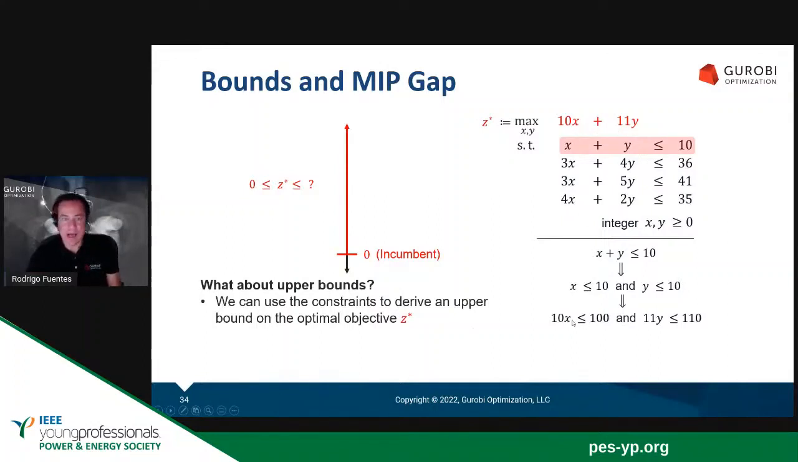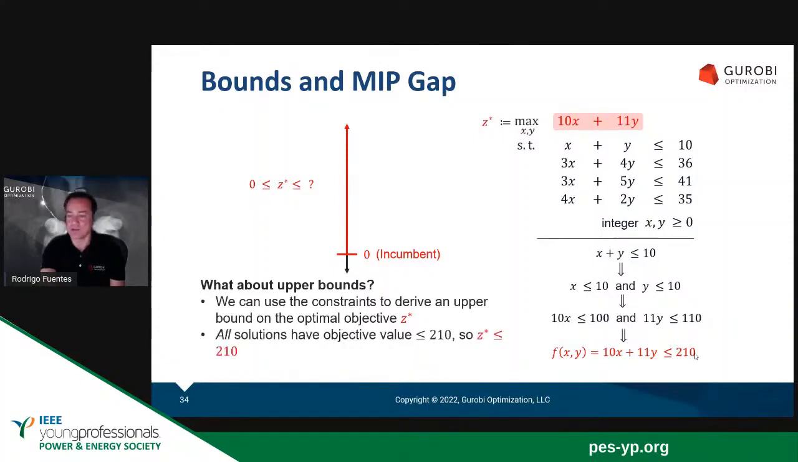If you do that and then add up these two inequalities, you end up with 10 times x plus 11y, which is our objective function, cannot be more than 210, which is 100 plus 110. That means that our objective cannot exceed, by constraints, 210, right? So let's add that. We know that our solutions have a value that cannot be more than 210. So let's add that as an upper bound.